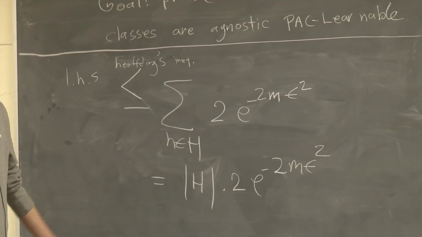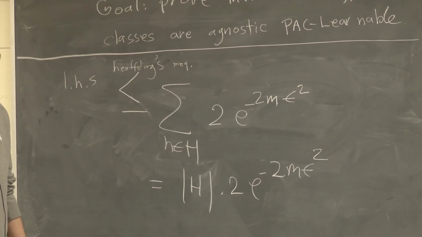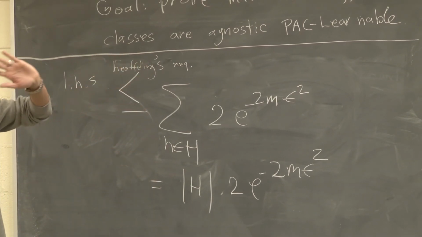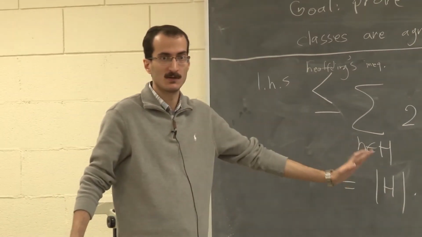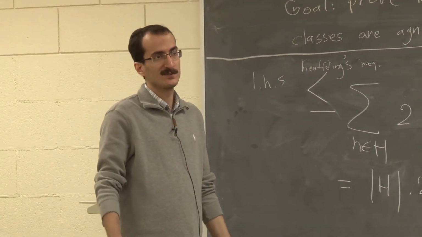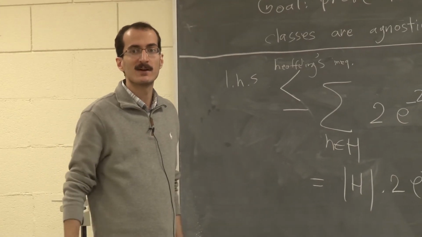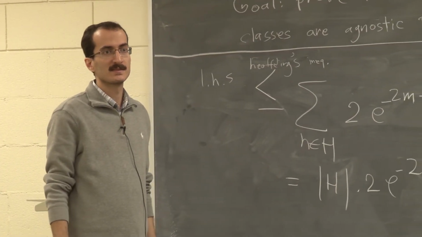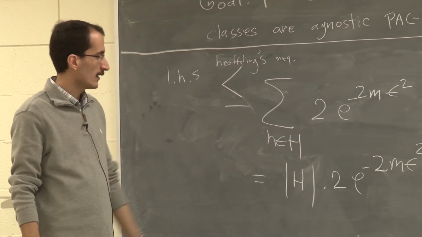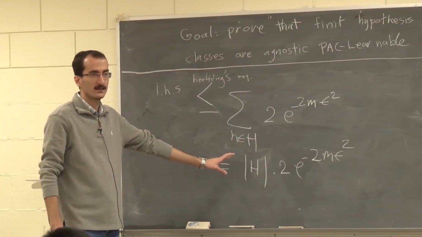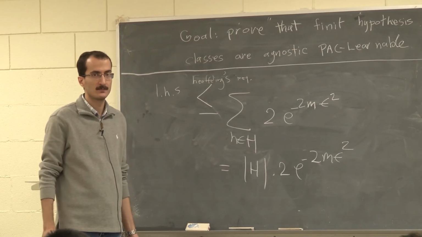Okay, so what did we do here? We proved that the probability that my sample is not epsilon representative is small. So with high probability, it is actually epsilon representative, when we have a finite class.